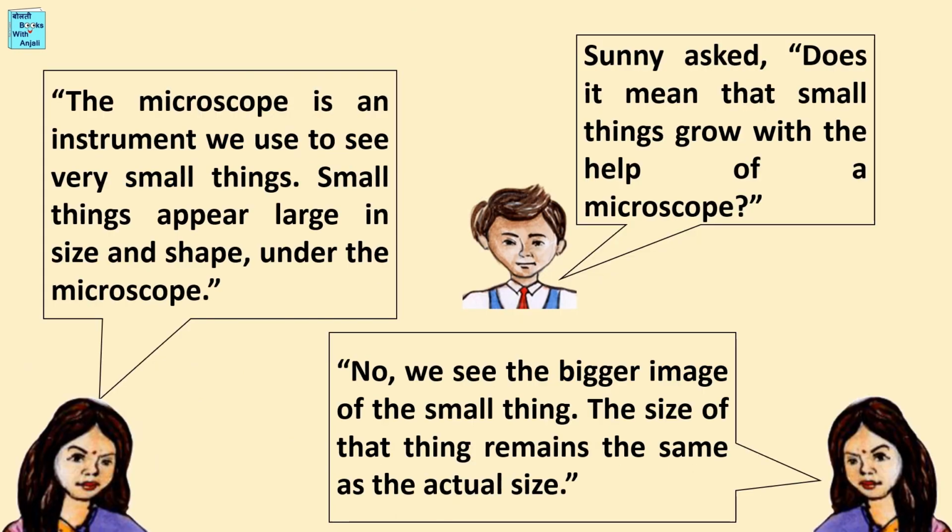The microscope is an instrument we use to see very small things. Small things appear large in size and shape under the microscope. Sunny asked, does it mean that small things grow with the help of a microscope? No, we see the bigger image of the small thing. The size of that thing remains the same as the actual size.